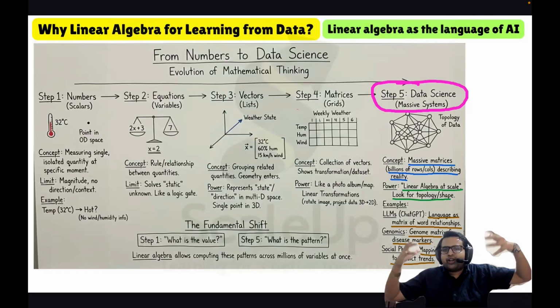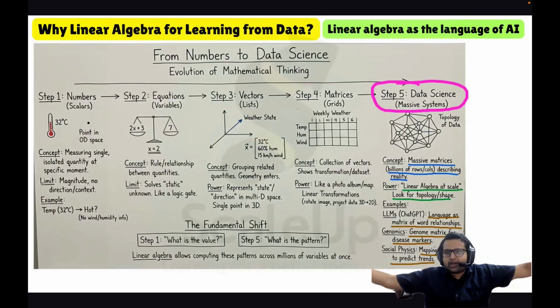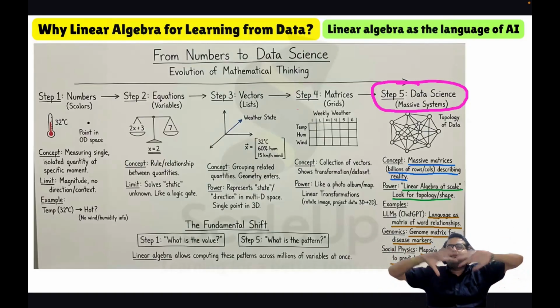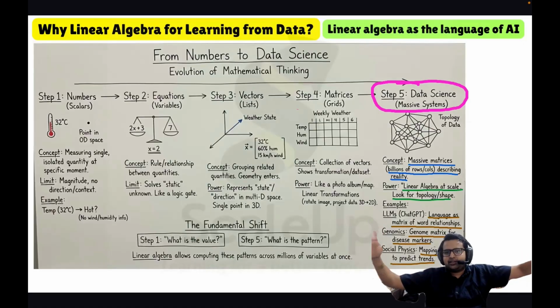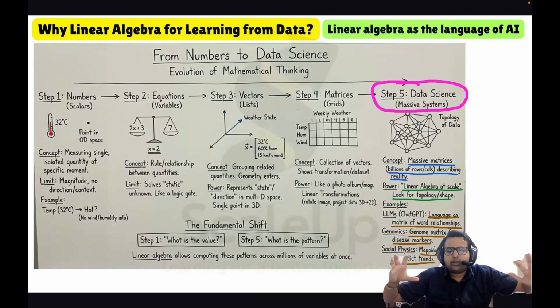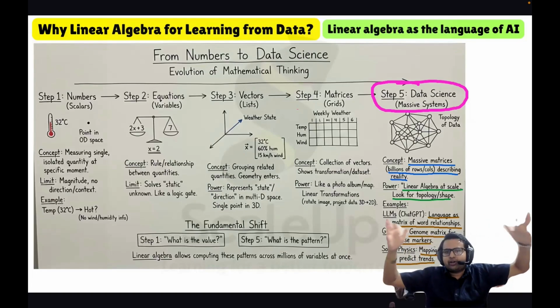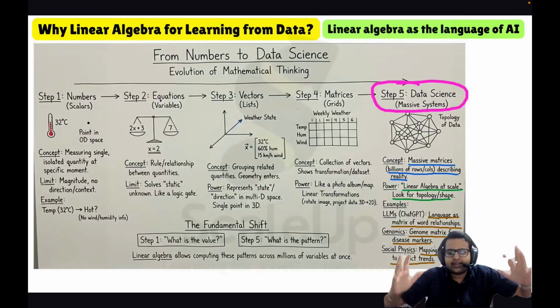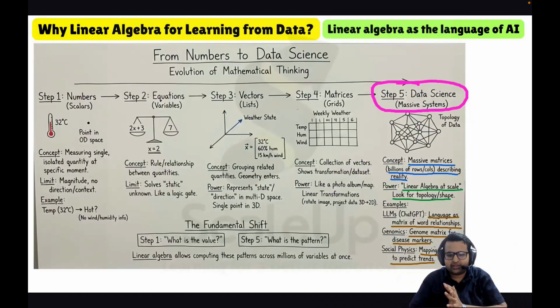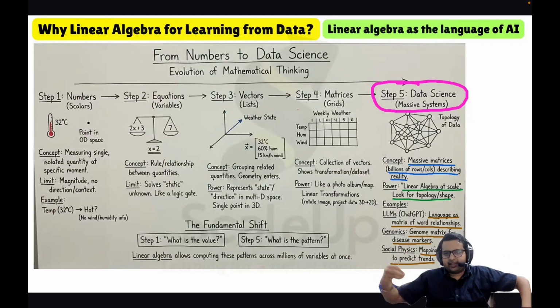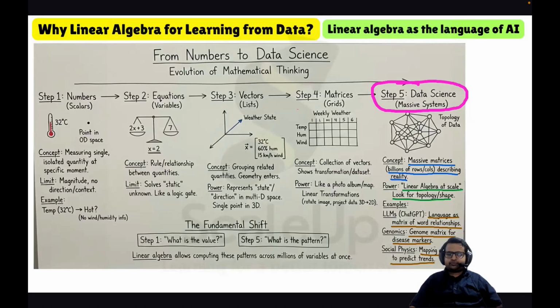So when we talk about data science, we are talking about linear algebra at scale, wherein we deal with huge data sets like a large language model. It makes use of the entire human language. We have a matrix representing the entire human language, the word relationships of the entire human language. So, linear algebra at scale. And with this, we can measure and analyze the entire systems.